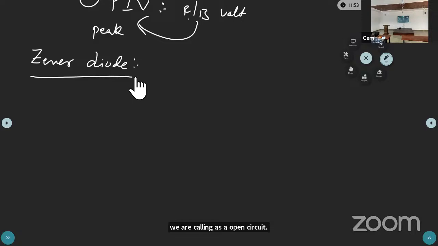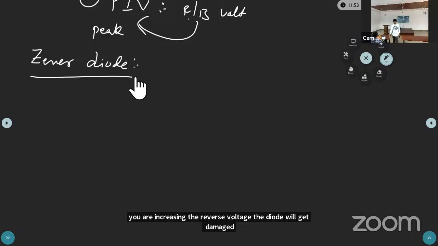So that is the main drawback of the PN junction diode. It works perfectly under forward bias, but in the reverse bias it will not work. If you increase the reverse voltage, the diode will get damaged. That is the drawback of the PN junction diode.